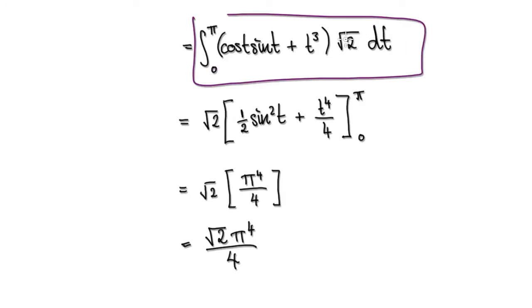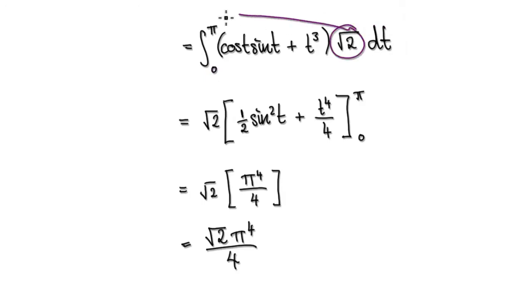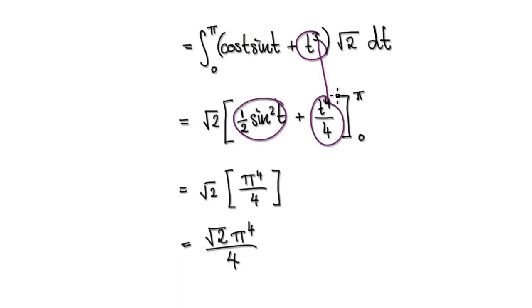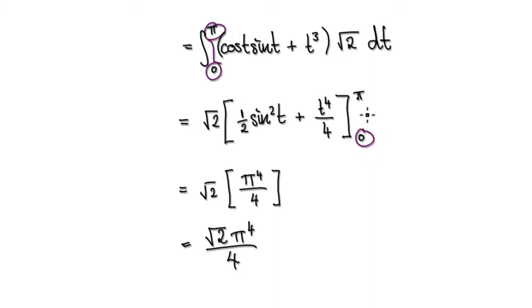So this is just a constant, so we can drag it out. That would then be this, and then when you integrate, this is easy to integrate. It's just a half sine squared t. And then integrate this, it would then become this, and then from 0 to pi.